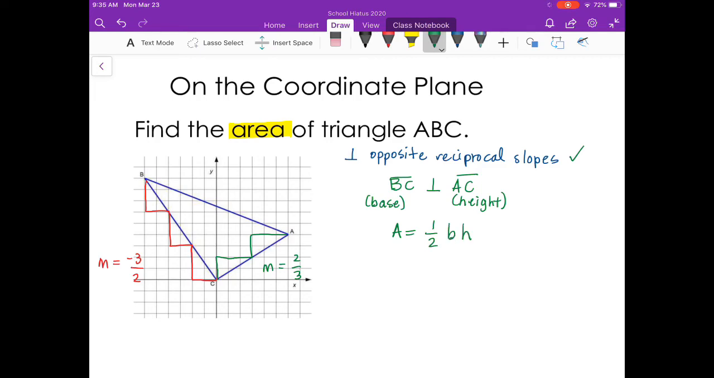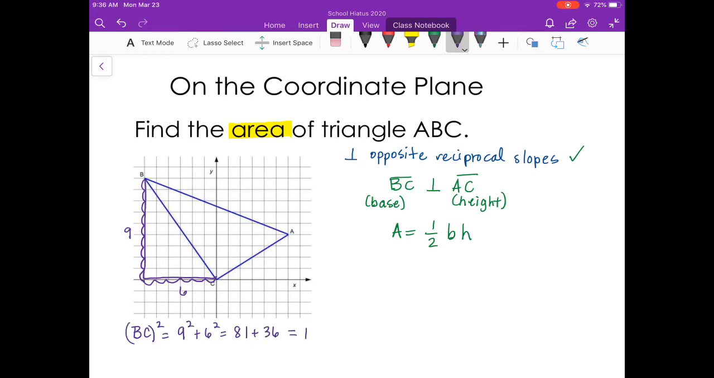We'll need to find the length of the base, segment BC, and the length of the height, segment AC, in order to calculate the area. We'll do this using the Pythagorean theorem, creating a triangle following the grid lines for segment BC and substituting these values into the Pythagorean theorem. And then we'll do the same thing for segment AC to calculate its length as well.